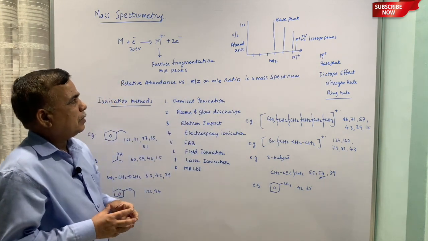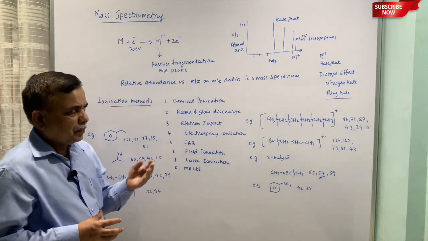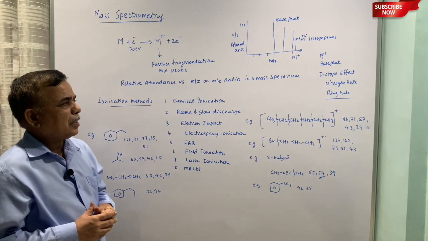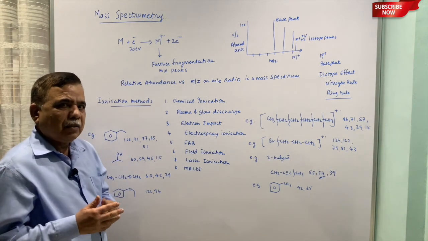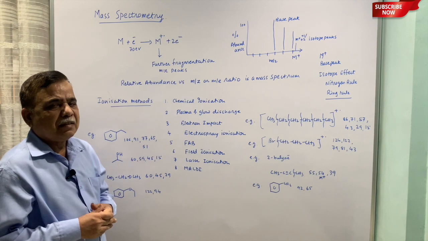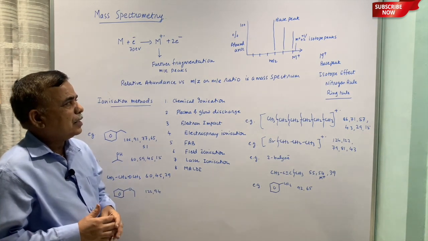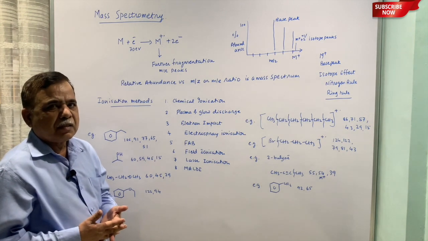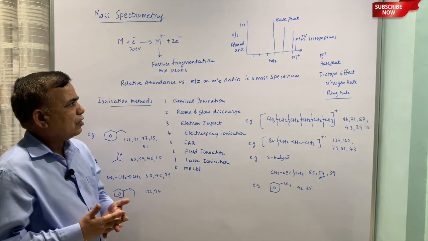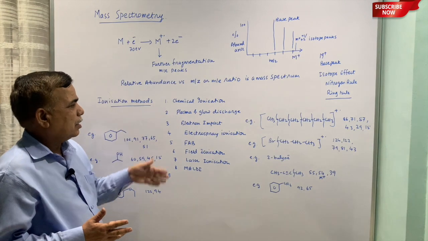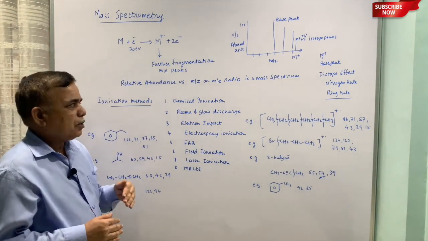Now this mass spectrum you can get as the only mass spectrum. It is also coupled with LC or GC. Accordingly, you will get LCMS, GCMS and so on, but that is not the part of syllabus. So let us restrict ourselves to the syllabus part.